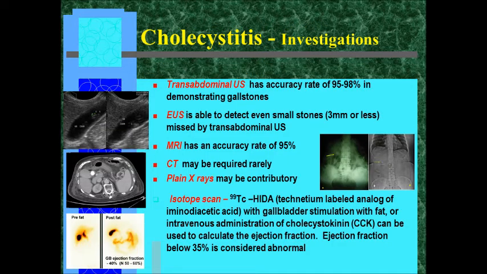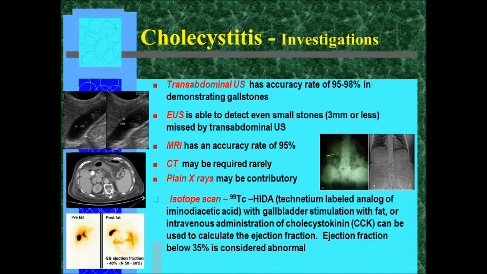How do we investigate a patient with cholecystitis? The first investigation would be a transabdominal ultrasound, which has an accuracy rate of about 95 to 98% in demonstrating gallstones. Endoscopic ultrasound is also a better investigation and is able to detect even small stones, that is 3 millimeters or less, missed by transabdominal ultrasound. MRI has an accuracy rate of about 95%. CT may be required rarely. Plain X-rays may be contributory only when the stones are radiopaque.